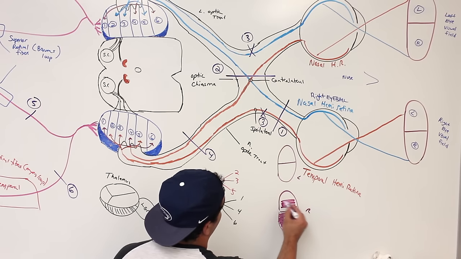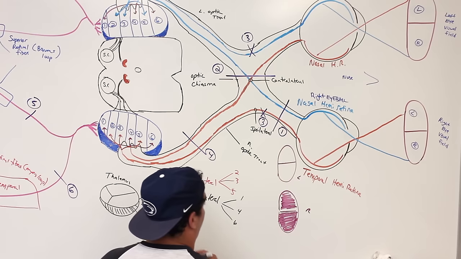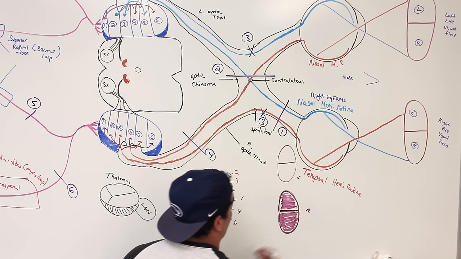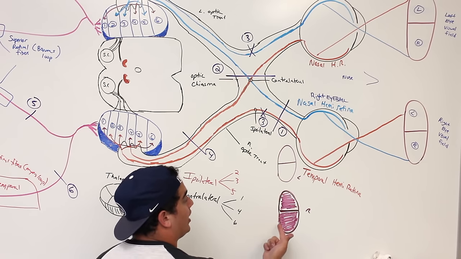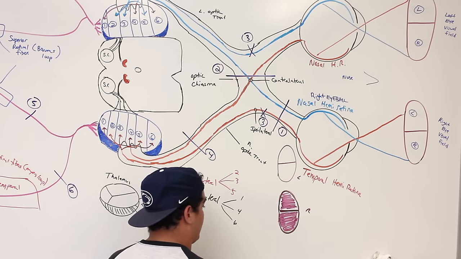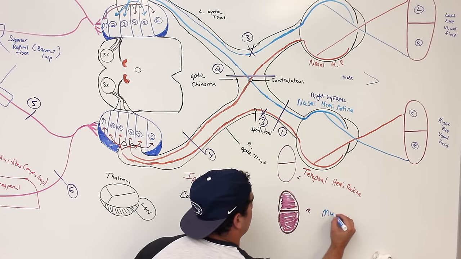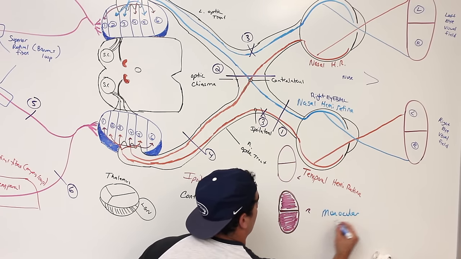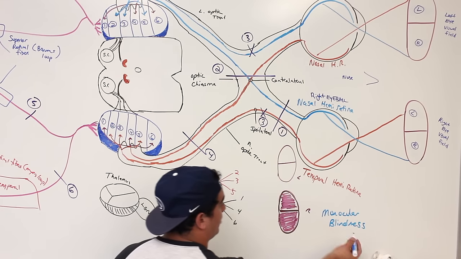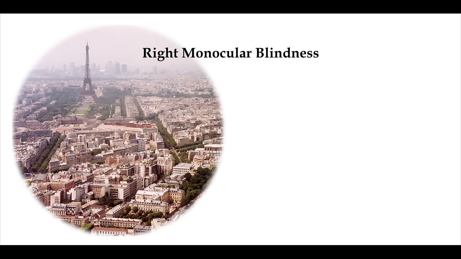All right, see you later. That's it. I lose all the information from these two visual fields of the right eye. What do I develop? I develop monocular blindness. Which side? Right-sided monocular blindness. So what is this called right here? Monocular blindness, or anopia. So we can say that this is right-sided monocular blindness, or anopia.